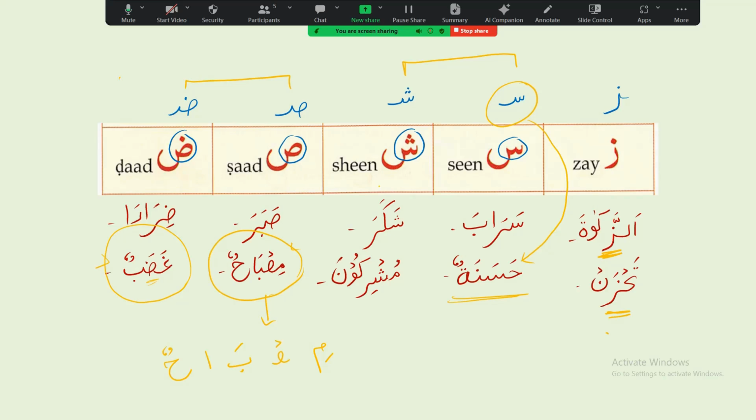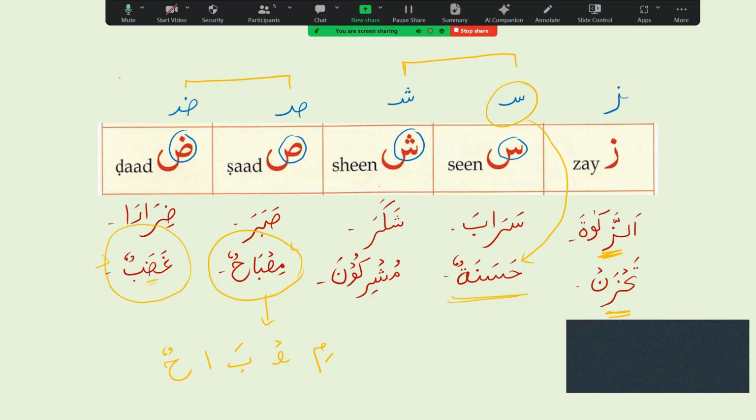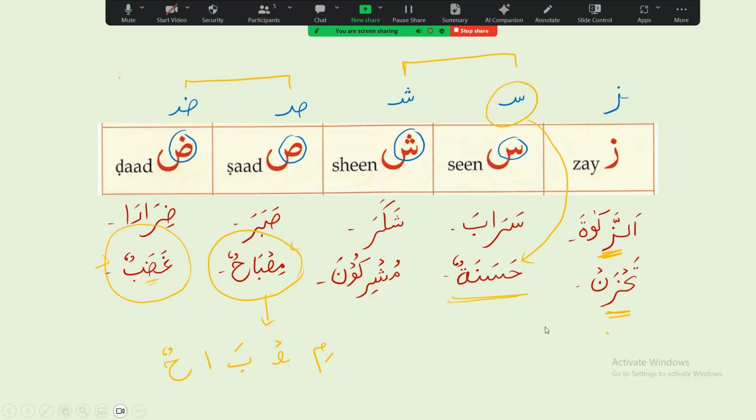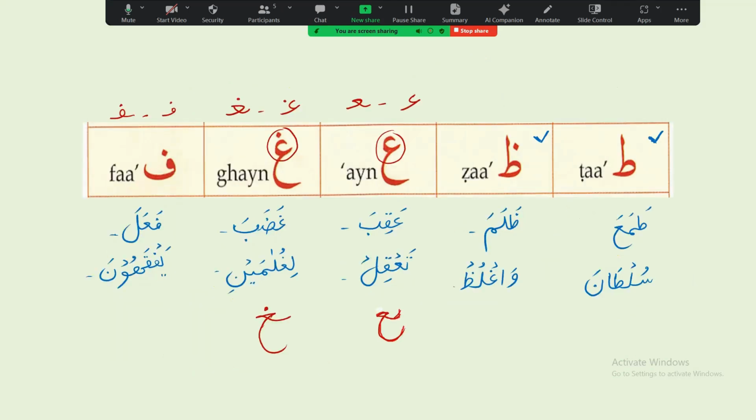So the difference is only of the dot, sisters. When we join the letters together, the only thing that mostly helps us in the identification of the letters is the number of the dots. And then sometimes there is the shape as well. For example, the Sad alphabet and the Dad alphabet have a very unique shape, so you will be able to remember these two alphabets because of their shape as well, inshallah.